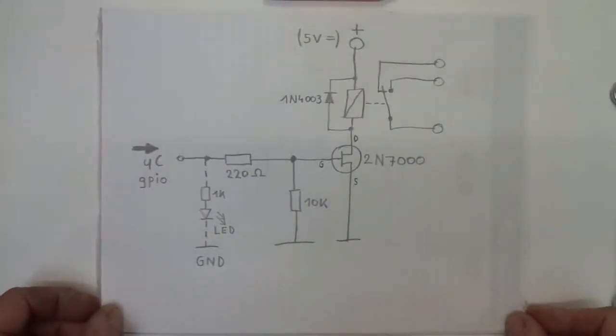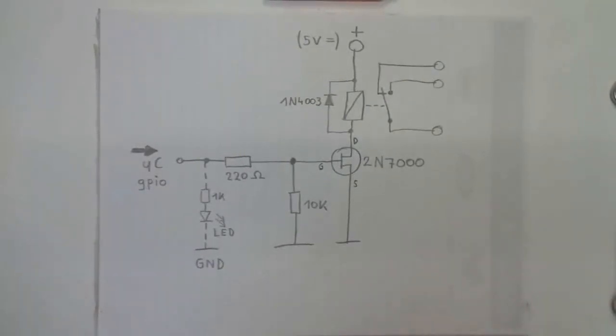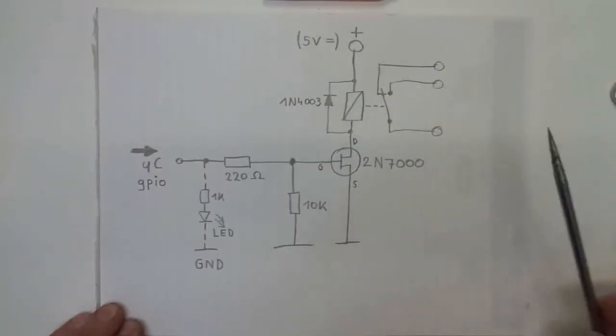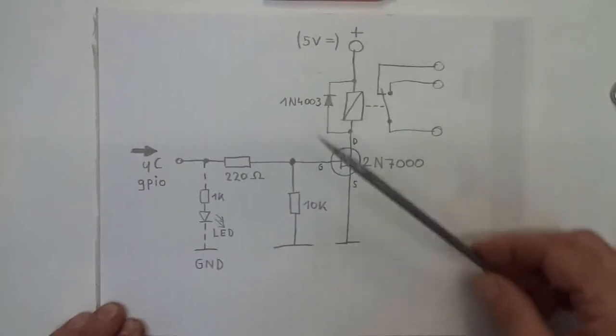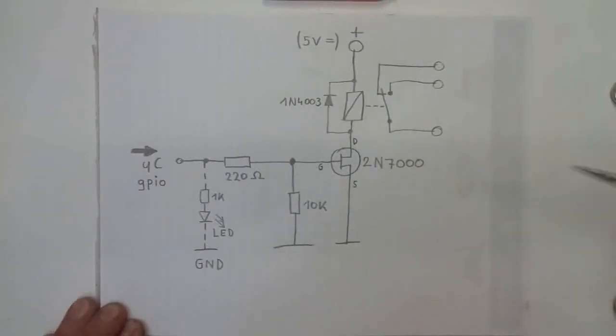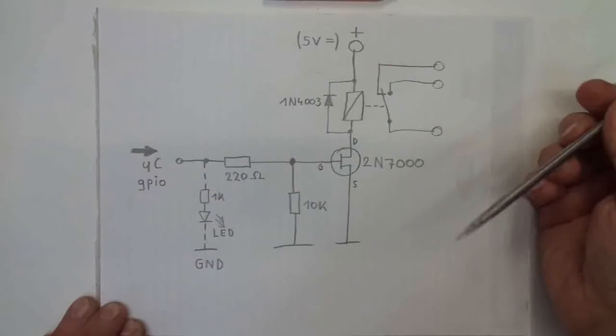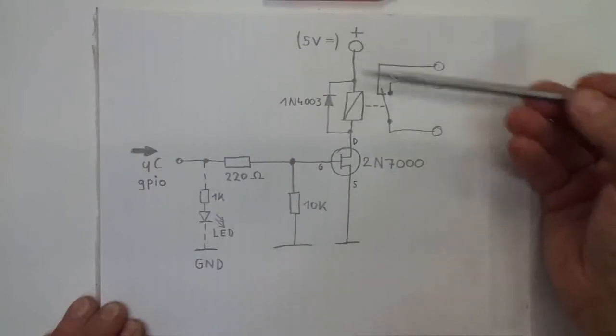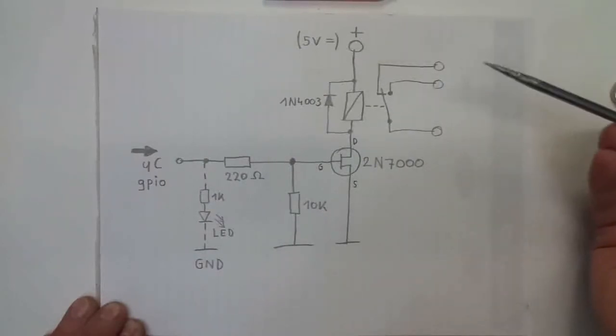A small electronics project. This is the way I build my Arduino relay shields. These relay shields consist of 5 components, actually.